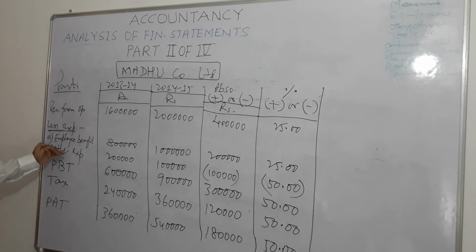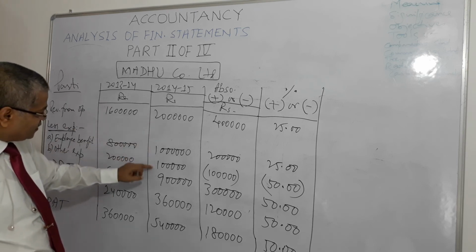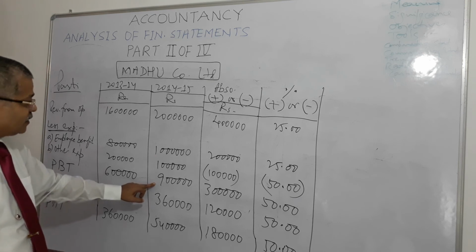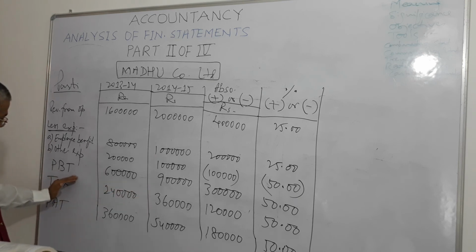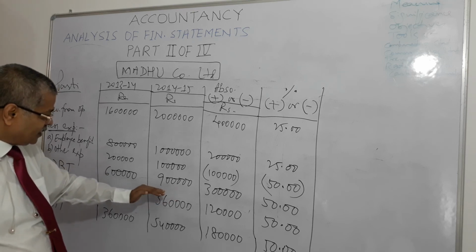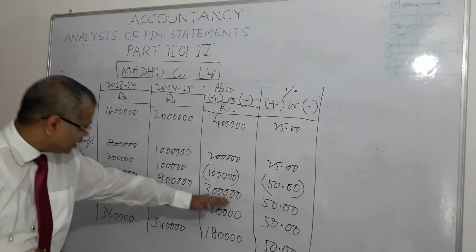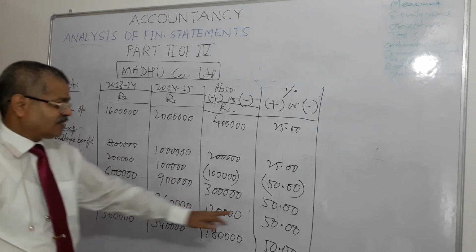Then when we deduct these expenses from revenue, we get profit before tax. 16 lakhs minus 10 lakhs is equal to 6 lakhs. 20 lakhs minus 11 lakhs, 9 lakhs. So profit before tax has increased from 6 lakhs to 9 lakhs. There is an absolute increase of 3 lakhs. And 3 lakhs as a percentage of 6 lakhs is 50%.